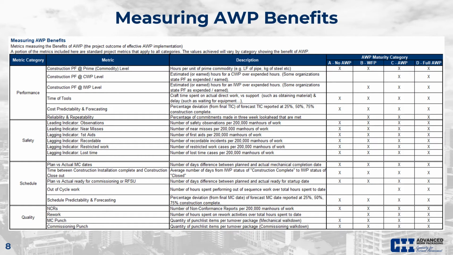Measuring AWP benefits. The second set of metrics looks at the outcomes of AWP on project performance. These key performance indicators can be assessed against previous project performance to validate the benefits of using AWP.